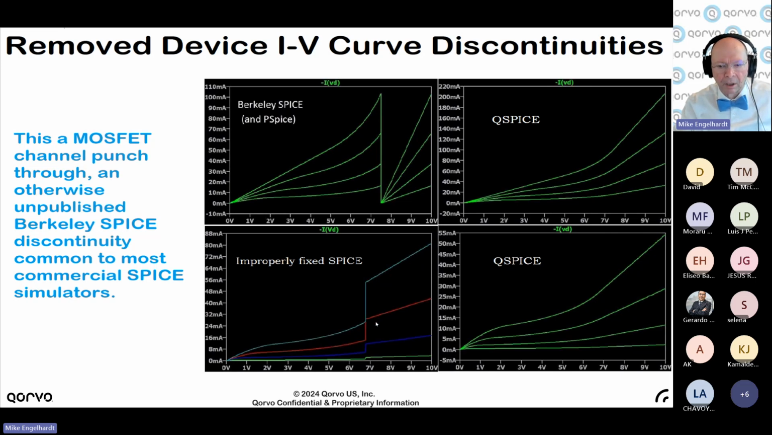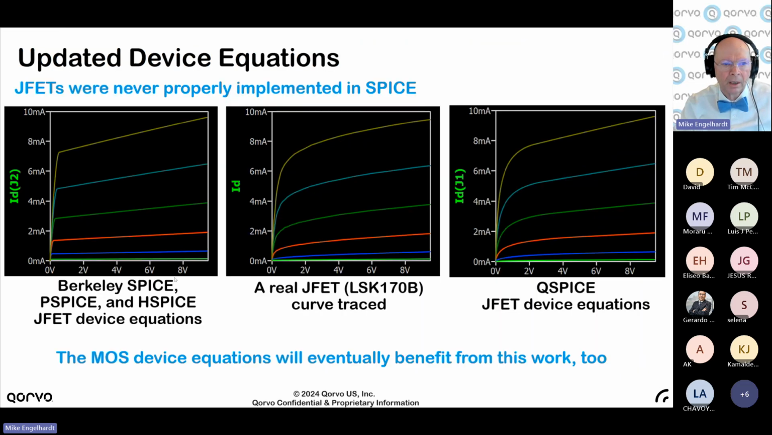Here's another example of a different discontinuity, different simulator, and that's fixed in QSPICE also. So that's what I mean by removing device IV curve discontinuities and fixing old bugs in Berkeley SPICE. Now, this is what I mean by correcting legacy devices.